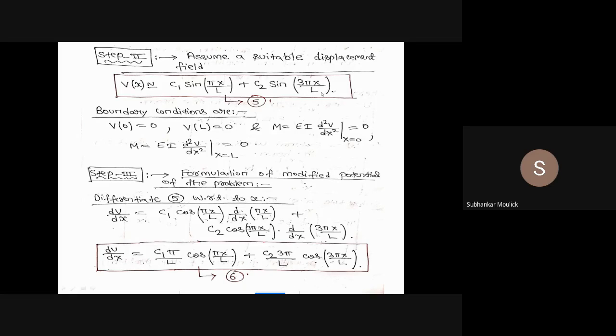The first condition, this equation can be C1 sine pi x by L. The second condition, this equation can be C1 sine pi x by L plus C2 sine 3 pi x by L. The third condition can be C1 sine pi x by L plus C2 sine 3 pi x by L plus C3 sine 5 pi x by L plus and so on. If you increase the order of your displacement field, your solution will be much more accurate in nature. Is it clear?